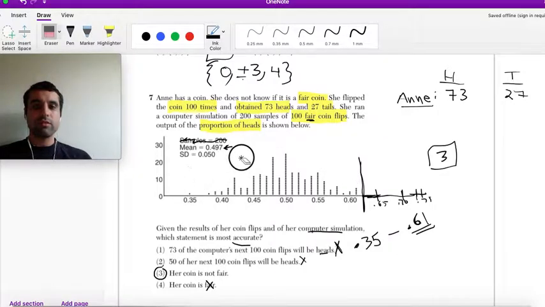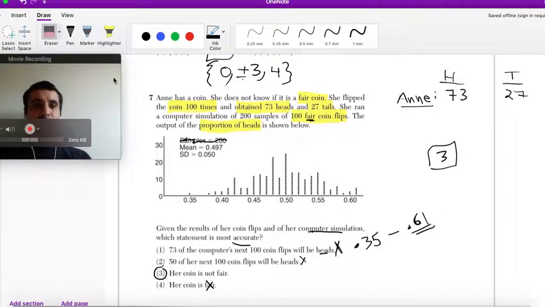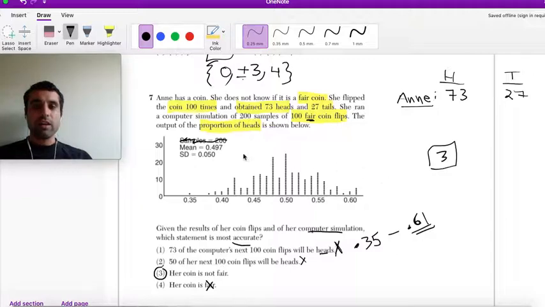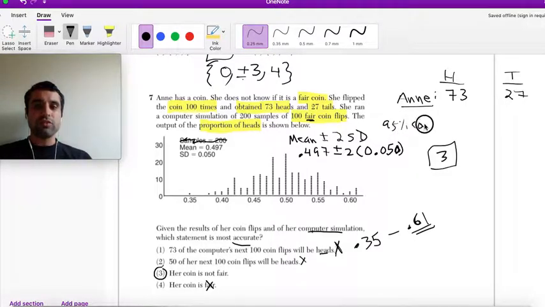I'm going to erase this. And the other thing you could look at, guys, is what if it's a normal distribution? They didn't say it, but you could see it in the shape of the graph. If you take the mean plus and minus 2 standard deviations, the mean is 0.497. So it's going to be 0.497 plus or minus 2 times the standard deviation, which is 0.05. So it's 95% confidence, right? We're 95% confident that the proportion of heads we obtain will be somewhere in this interval.